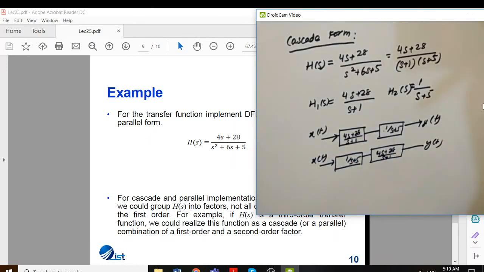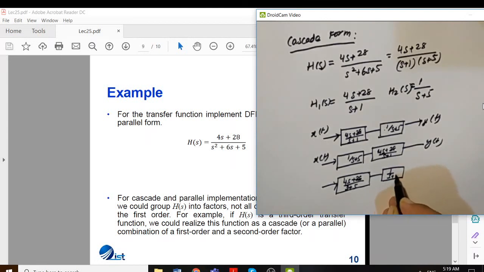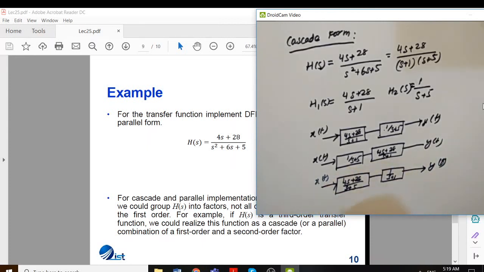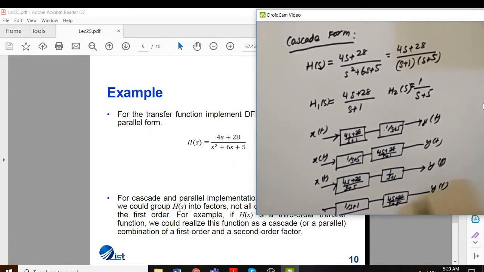For example, you say that no, I want to take this 4s plus 28 with this s plus 5. So you make something like this, 4s plus 28 by s plus 5 and into 1 by s plus 1. So this is also fine. Or say no, we want to implement this 1 by s plus 1 first and 4s plus 28 divided by s plus 5 afterwards. So this is also okay.